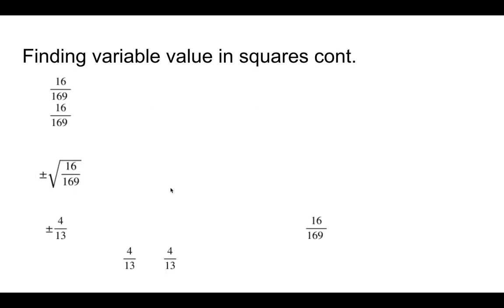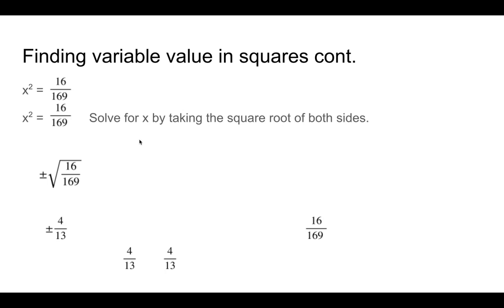Another example of finding the variable values within squares is x squared equals 16 over 169. Once again, we're thinking about solving for x by taking the square root of both sides, because the opposite of squaring is taking the square root. So we know that x equals plus or minus the square root of 16 over 169, and we apply the definition of the square root as we've talked about.